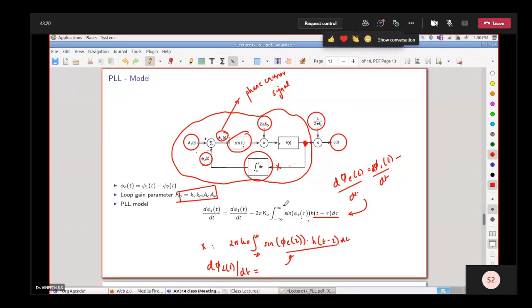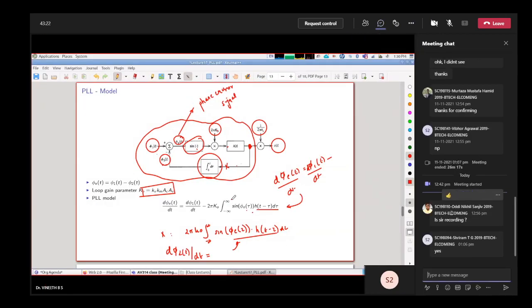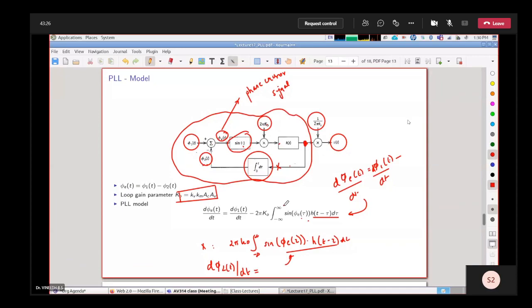Any other questions regarding that? Okay. Is everybody clear about this model for the PLL? So this whole system we have reduced to this defining integral differential equation, to get some idea about how the PLL will behave. Any other questions regarding this? Any other doubts?